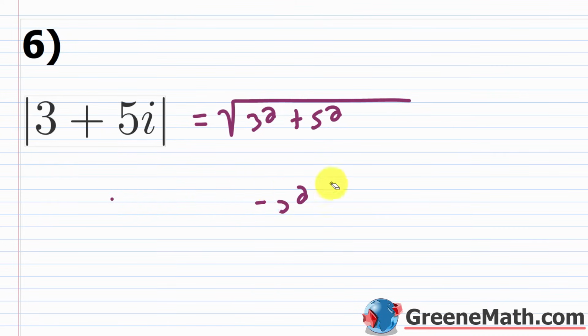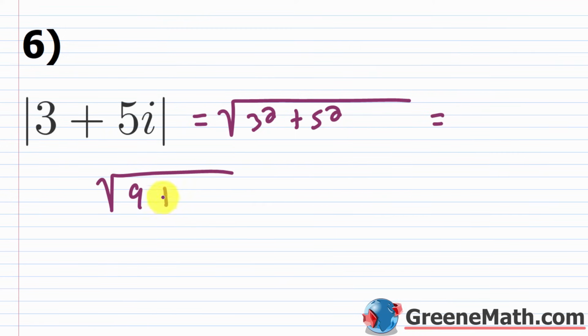Let me get rid of this real quick. So 3 squared, we know that's 9, and 5 squared is 25. So this is the square root of 9 plus 25. And so 9 plus 25 is going to be 34. So this would just be equal to the square root of 34. Now 34 is 2 times 17, and 2 is a prime number, and 17 is a prime number, so you can't do anything else to simplify this. So our answer here for the absolute value of this complex number would just be the square root of 34.